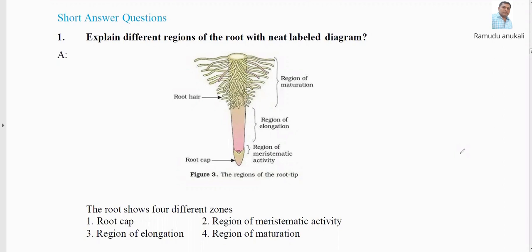Today we are going to discuss short answer questions, 4 marks question answers in morphology of flowering plants. Now directly let us go to the first question. Most important, the diagram is also most important. Explain different regions of the root with neat labeled diagram.